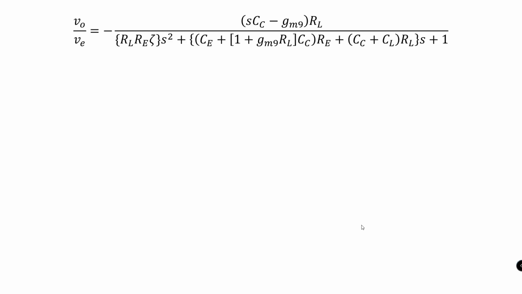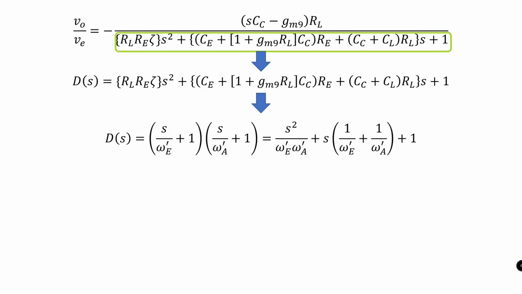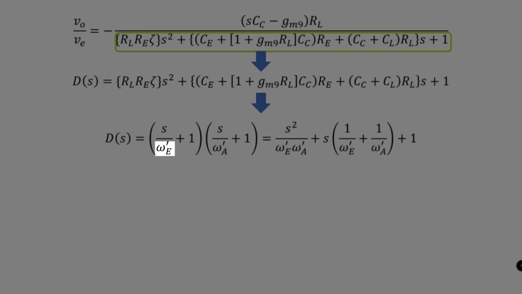Now, let's first focus on the denominator polynomial, which I separated out from the transfer function and label it as D(s). As you could note, this D(s) is a second order polynomial, which means that this D(s) would represent two poles. Let me denote the poles as omega E prime and omega A prime.